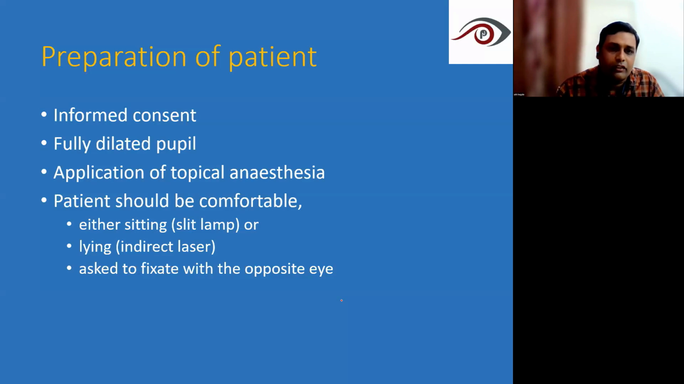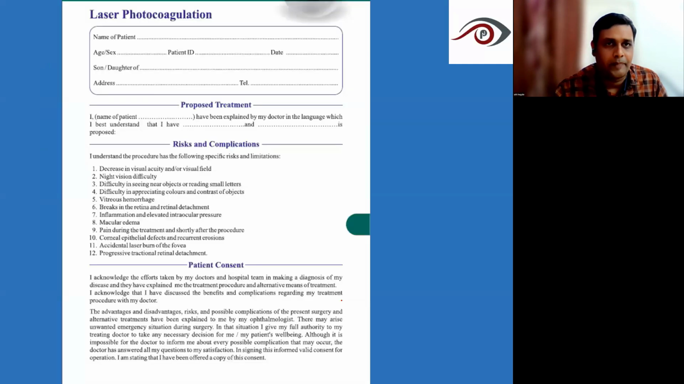If the patient is not comfortable or is moving his eyes a lot, you can try giving a peribulbar block anesthesia also. The patient should be comfortably sitting at the slit lamp, or it's better to have the patient in a lying down position for indirect laser. When I'm doing the left eye, I tell them to look with the right eye towards my ear so that they can fix with the other eye. Or if I'm doing upside or downside, similarly, I tell them to fix with the opposite eye.